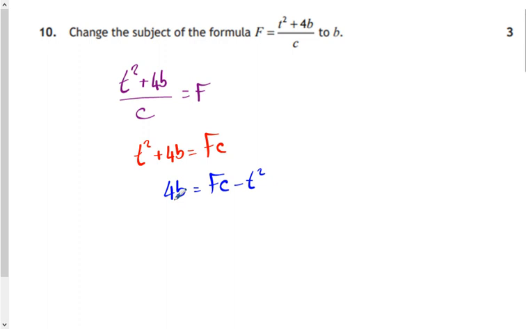And now I want b on its own, so I'm going to divide through by 4, giving me that b is equal to fc minus t squared all over 4. And now we have that same formula with b as its subject.